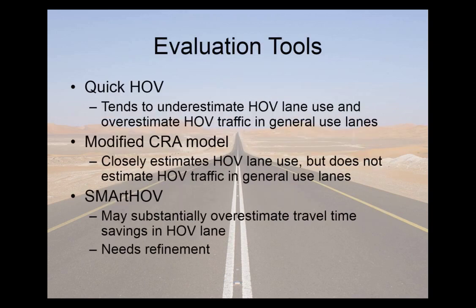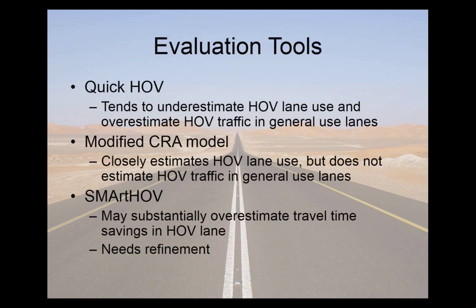Now there are various computer simulations and tools for evaluating HOV lanes, both before they're added and after they're implemented. Among these are Quick HOV. This is a demand estimation tool used to estimate how much demand HOV lanes will receive. In case studies that I looked at, it tended to underestimate the HOV lane use and overestimate the number of HOVs using the general traffic lanes.